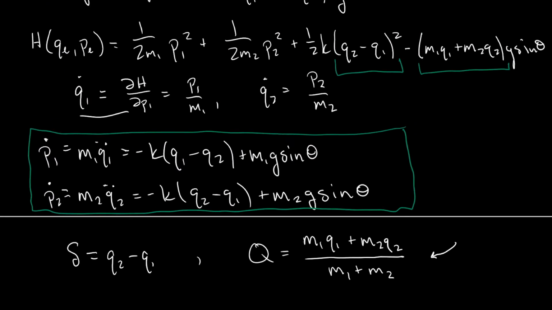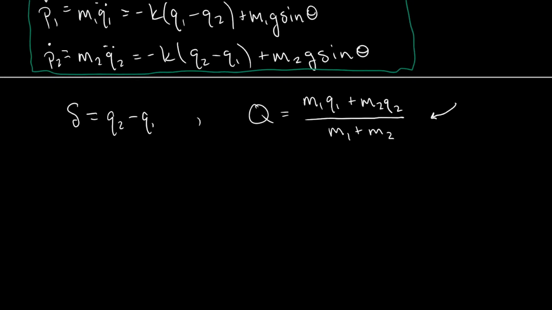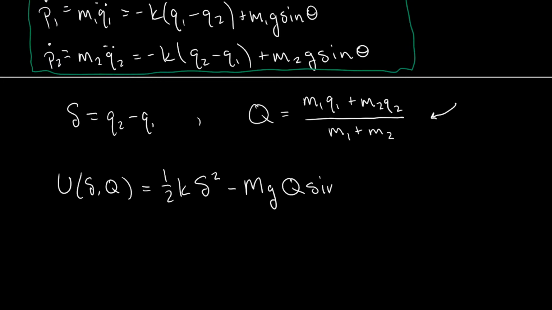So now when we plug these in, we can see that our new potential energy is given as 1/2 k delta squared, and then minus m g q sine theta, where m I've defined as just the total mass of the system.